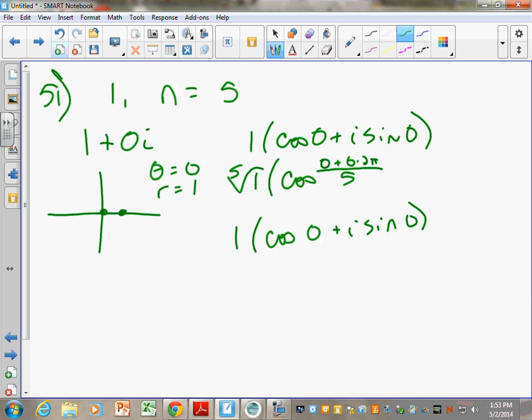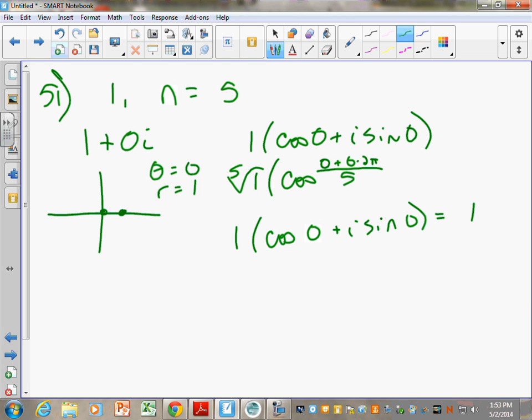And the cosine of 0 is just 1. The sine of 0 is just 0. So that's just 0. 1 plus 0i is just 1. And that should make sense. The fifth root of 1, if you do that on your calculator, is just 1.